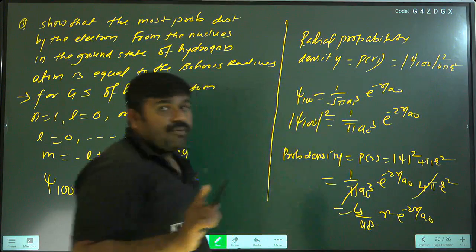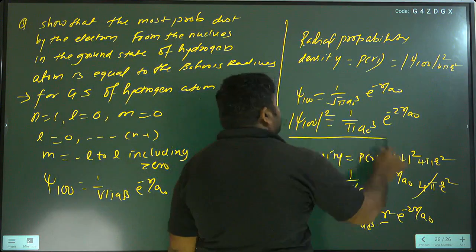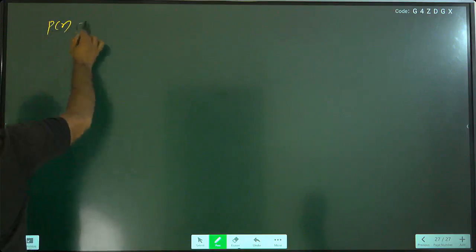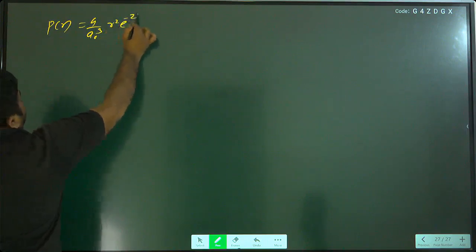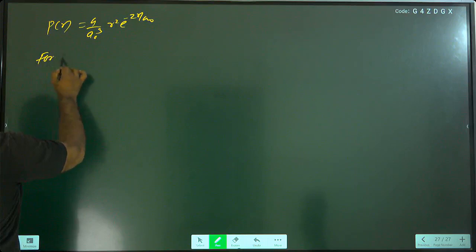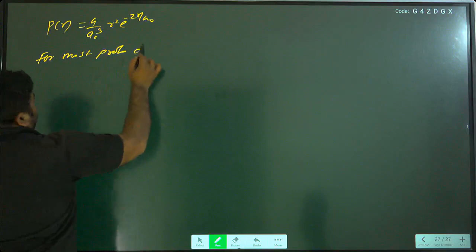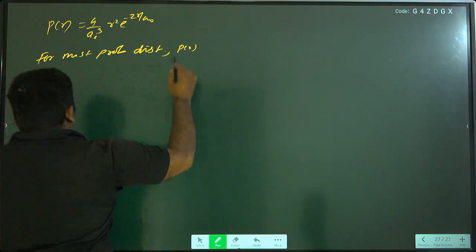Okay, this one is a radial probability, depends upon r only. इसीलिए second part will survive. नहीं तो generally psi into psi star is sufficient. Okay, for most probable. Clear? Now, what is the value of P of r? P of r is equal to, बोलिए क्या रहा है? 4 upon a naught cube r square e to the power minus 2r upon a naught. Okay. For most probable distance, P of r is to be maximum.